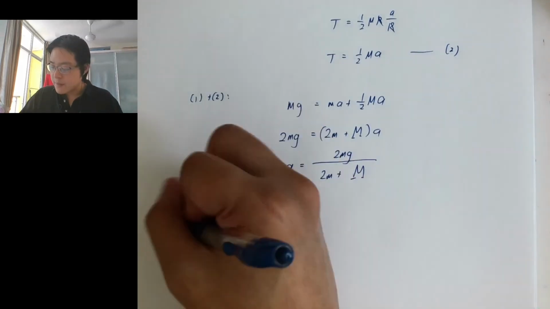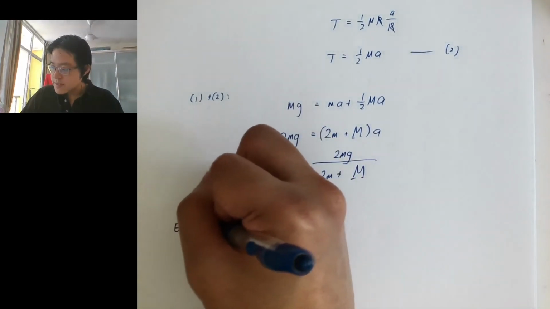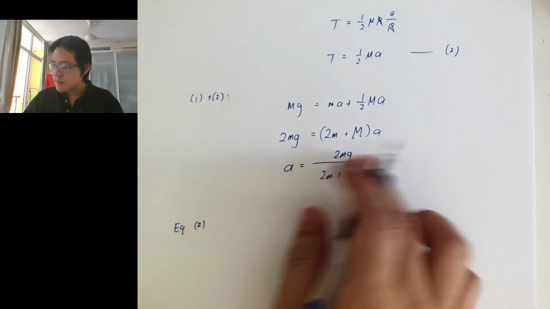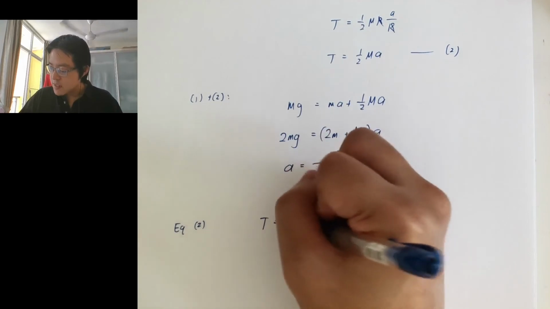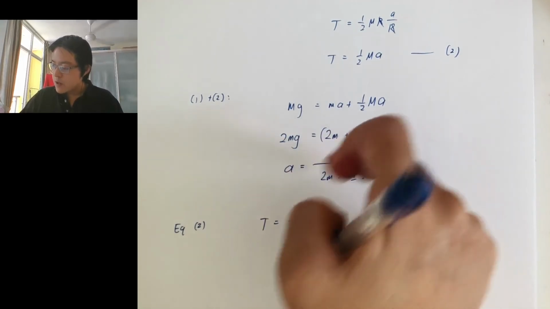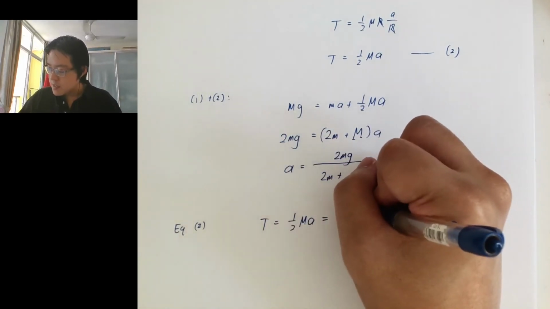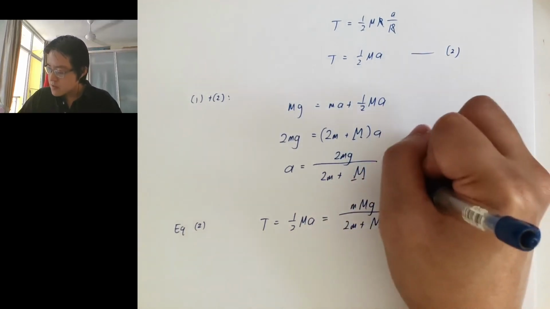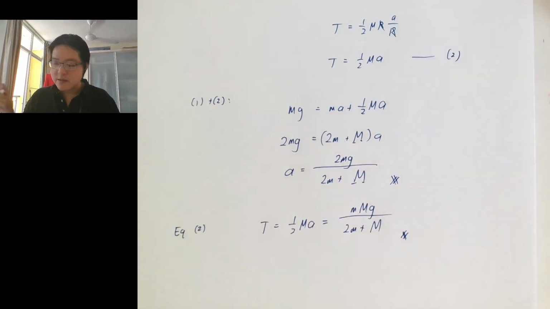Then from here I can get my tension. It just comes from equation 2. Tension is half M a, so it's half times M times this a. Since we have this a already, T is just mg over 2m plus big M. So I got my tension and I got my acceleration.